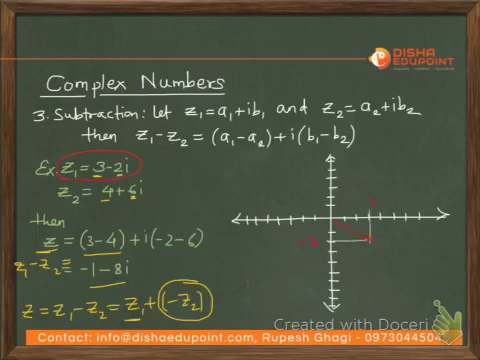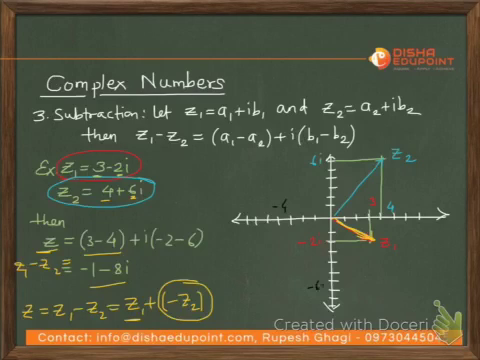Let's first of all plot this number z1, which is equal to 3 minus 2i. This is z1, and this is z2, 4 plus 6i. Now how to find z2 minus z1? So first of all we will find z1 minus z2, we want to find out.